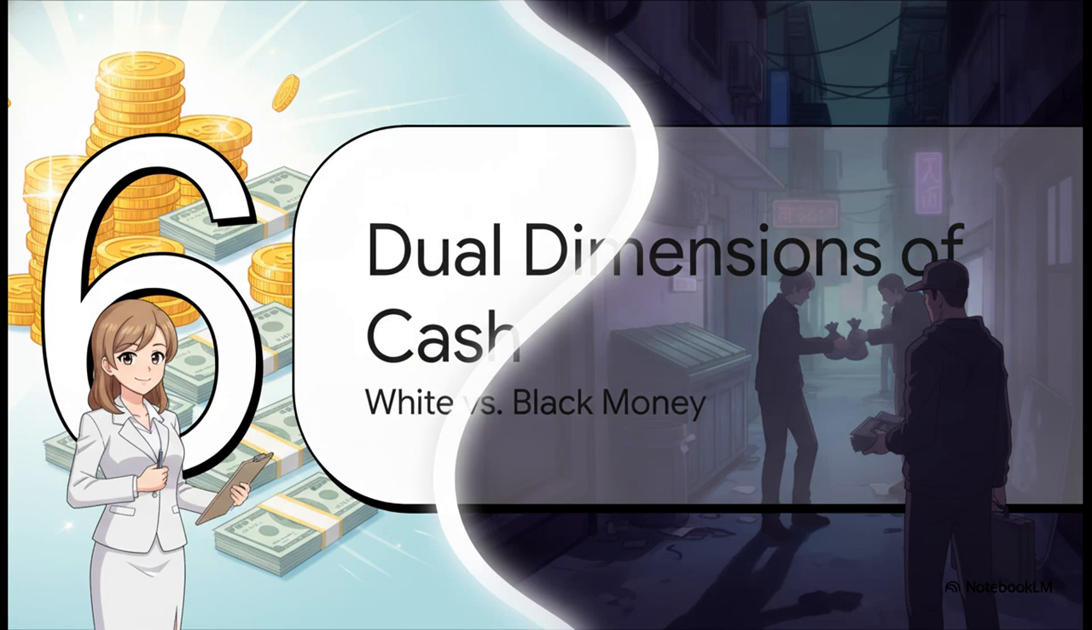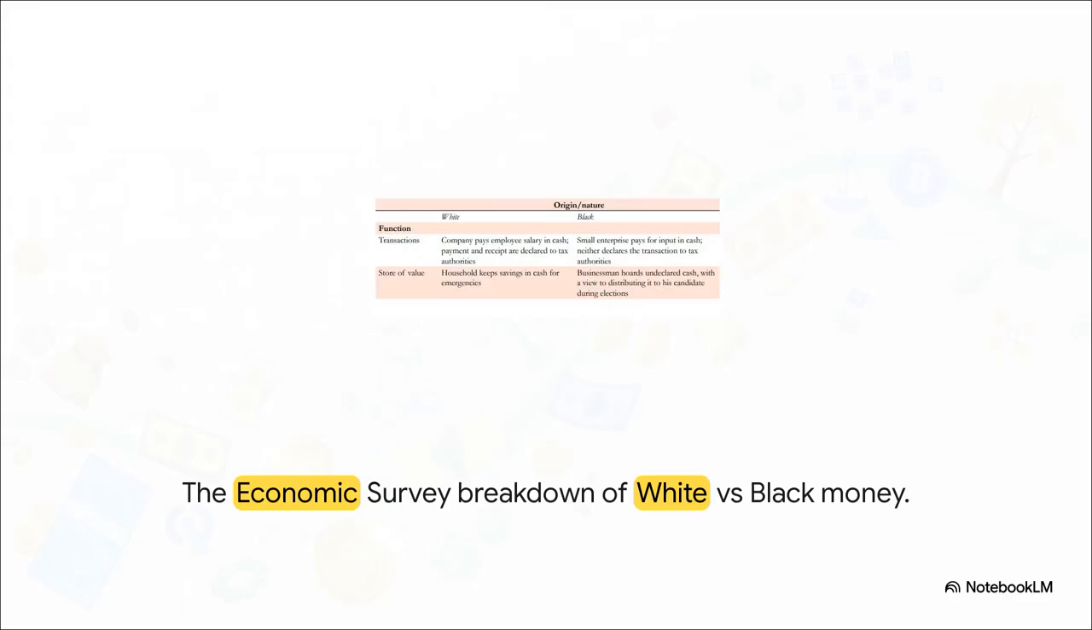And that brings us to our final topic today, Section 6, the dual dimensions of cash, white versus black money. According to the Economic Survey of 2016 to 2017, the origins and functions of cash contrast wildly depending on their legal visibility. For white money, transactions are things like a company paying an employee's salary in cash, fully declared to tax authorities. It's totally legitimate. Its function as a store of value is simply a regular household keeping cash savings for emergencies.